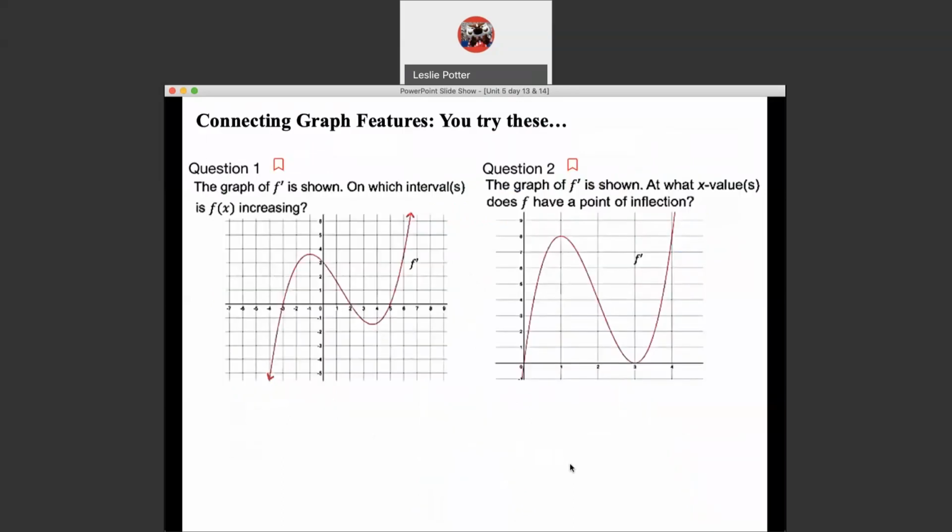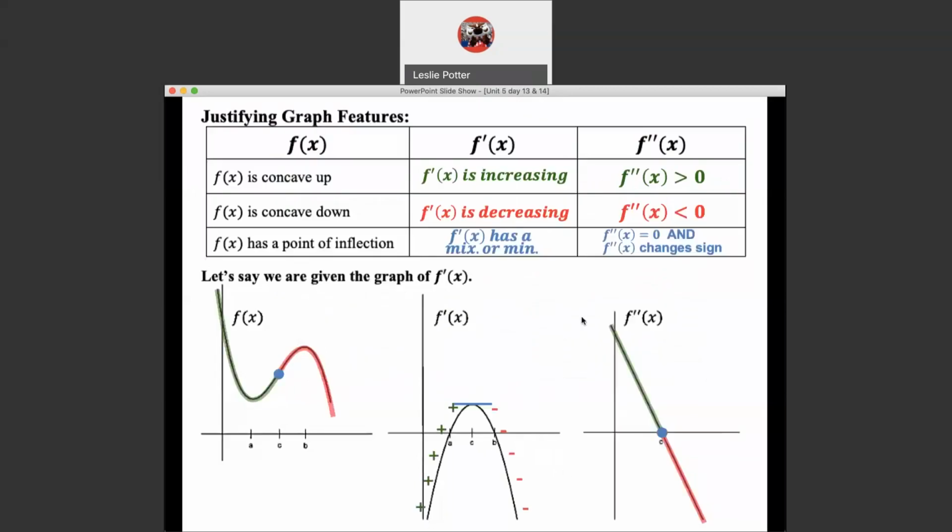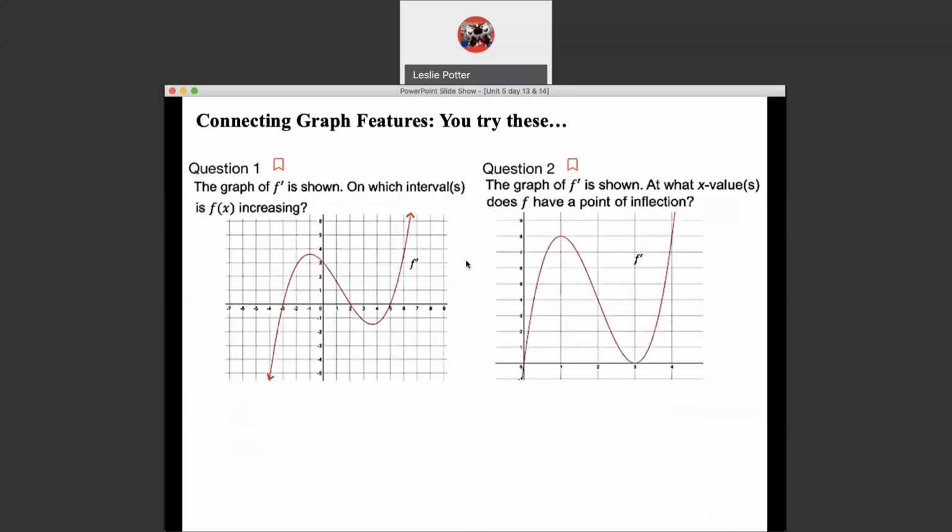Okay, so you try these. Notice that in these two questions, I've given you the graph of the first derivative. So I'm going to back up the screen here for a second. We're in this scenario where we have the first derivative here, and I'm asking you questions based off of this graph. So go ahead and try these and then resume the video after you've tried these.